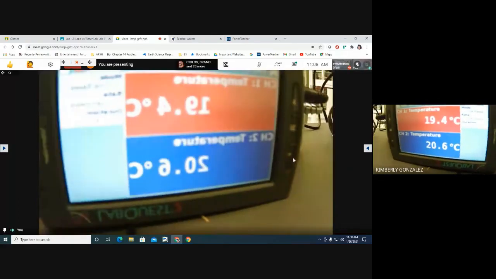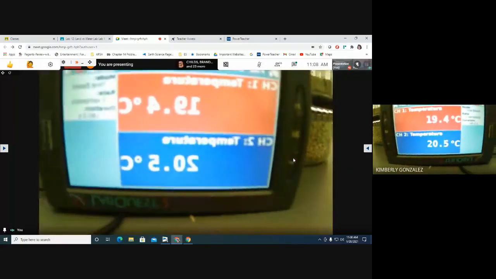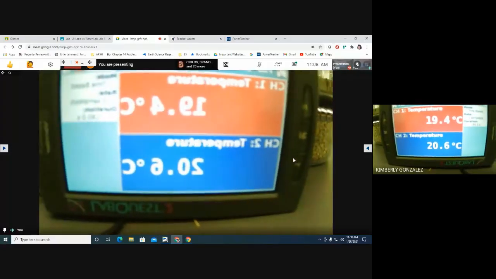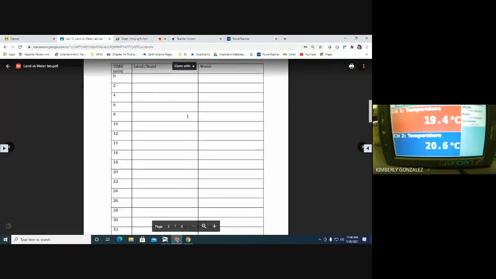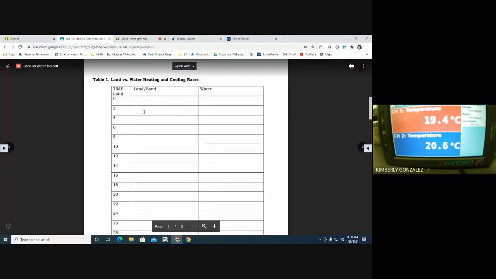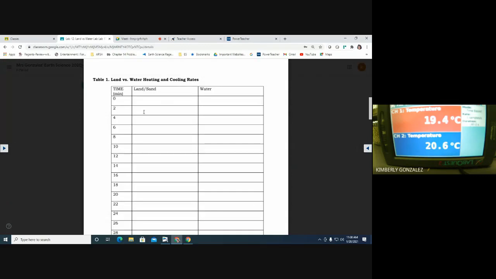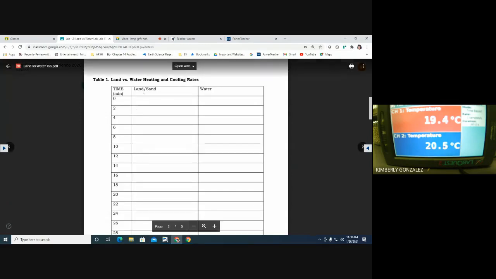It's the camera. Get your timers ready because you're going to time every 2 minutes. You're going to write down the actual temperature. Remember, next to land sand, you want to write blue. Next to water, you want to write red, so you know which one you're looking at.